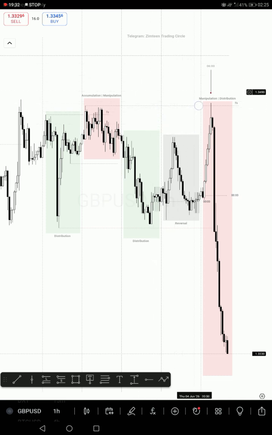So right here on Friday, accumulation, no, reversal on Thursday, exactly, reversal on Thursday to drive Friday at a key time, and manipulation, boom, taking out Tuesday's high, distribution, massive distribution, boom, and it offered a very large amount of pips.